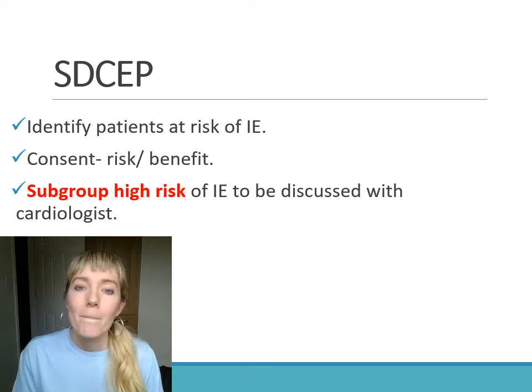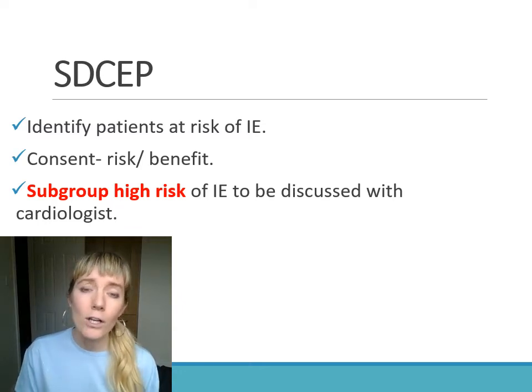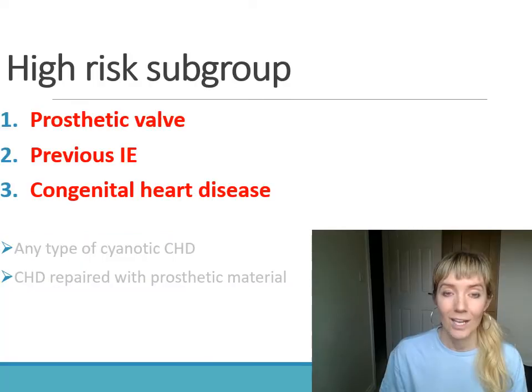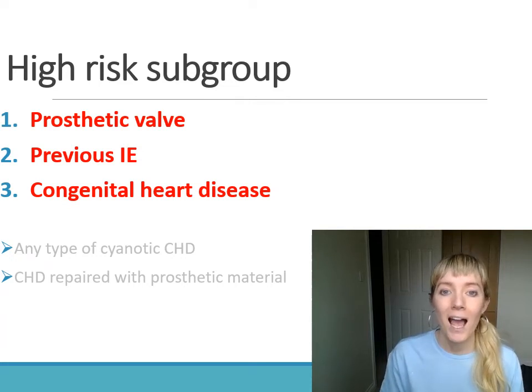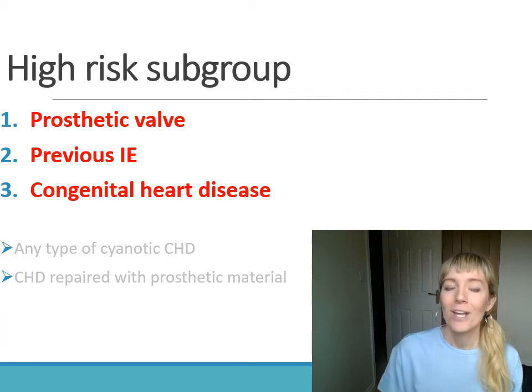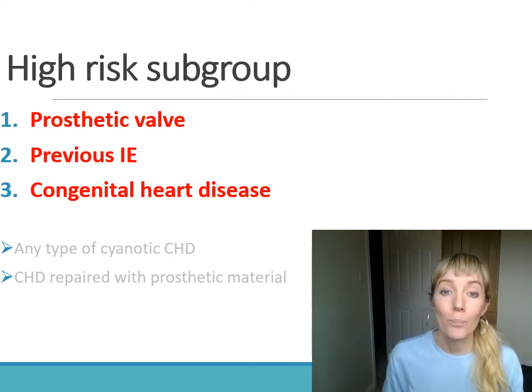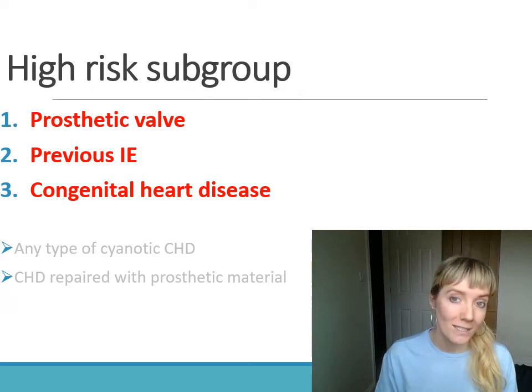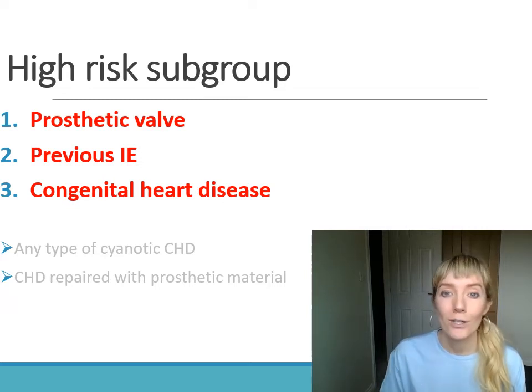And to also be able to discuss with the cardiologist the high risk subgroups that are at risk of infective endocarditis. The Scottish guidelines outline those high risk groups, and we already know how to identify them with the S.H.A.V.E acronym, but it outlines that it is patients with prosthetic valves, that they've had a previous episode of infective endocarditis, that they have got congenital heart disease.